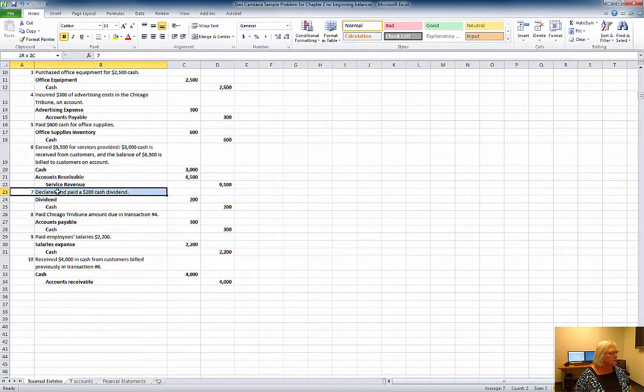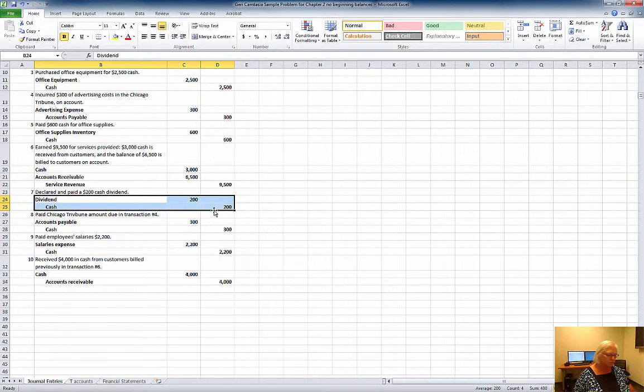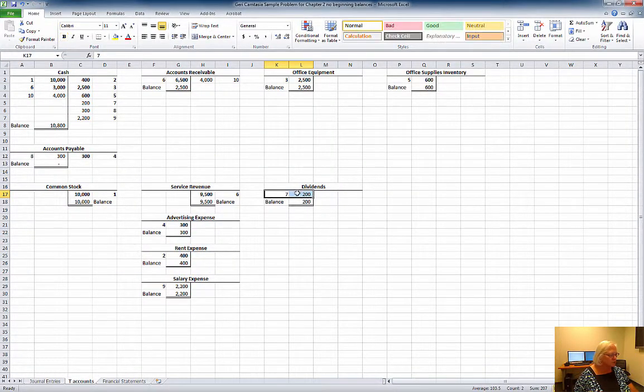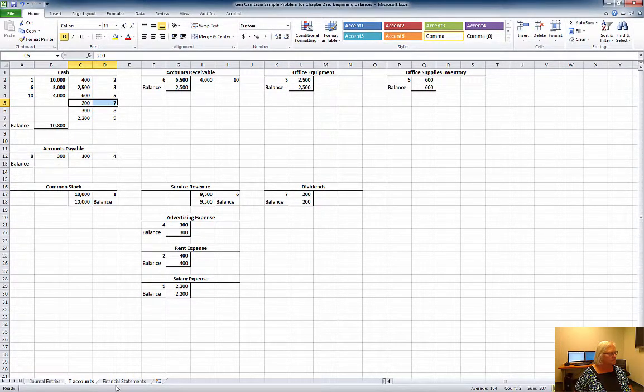Number 7, declared and paid a $200 cash dividend. So debit the dividend account, credit cash, $200. That's number 7. Dividend is a debit for $200, and cash is credited for $200.